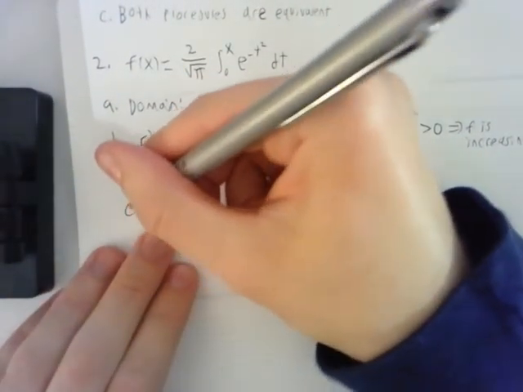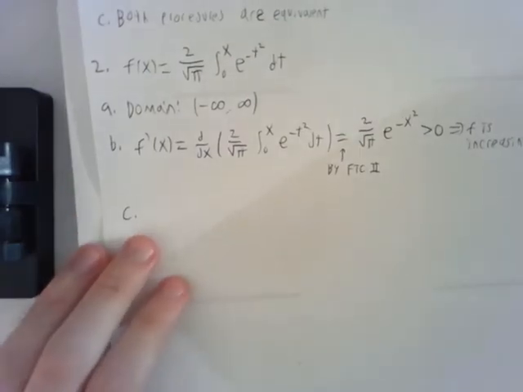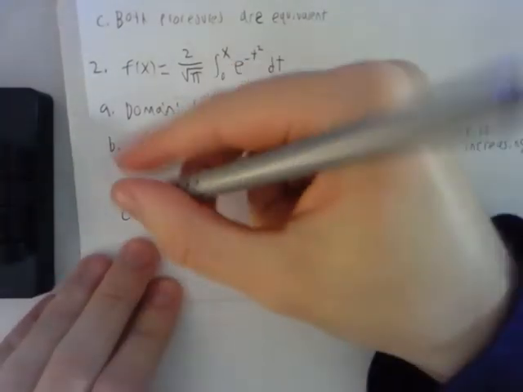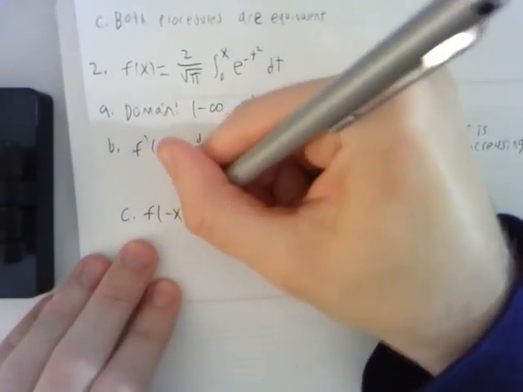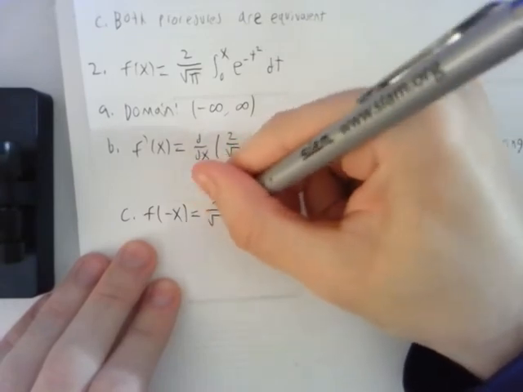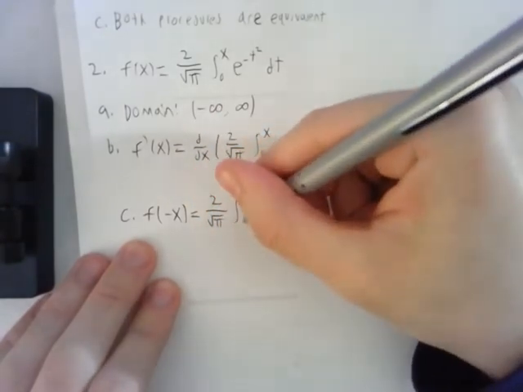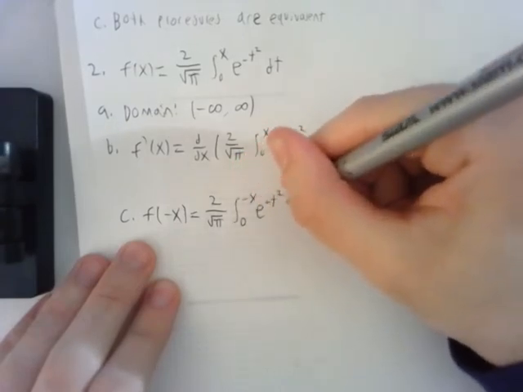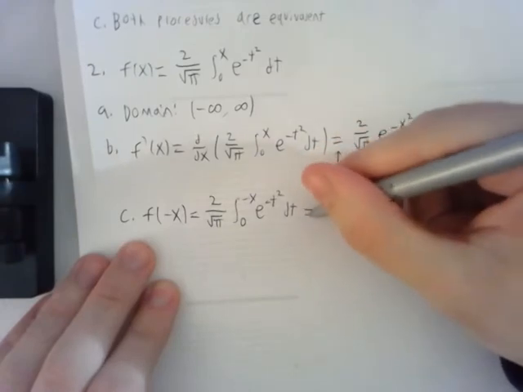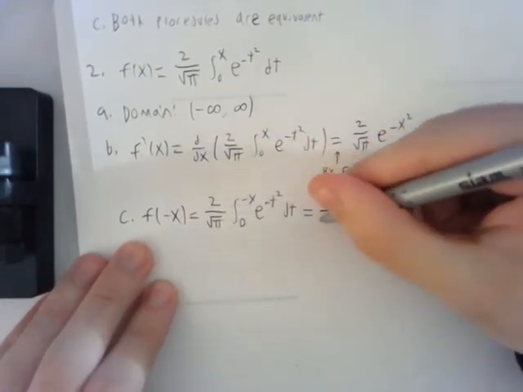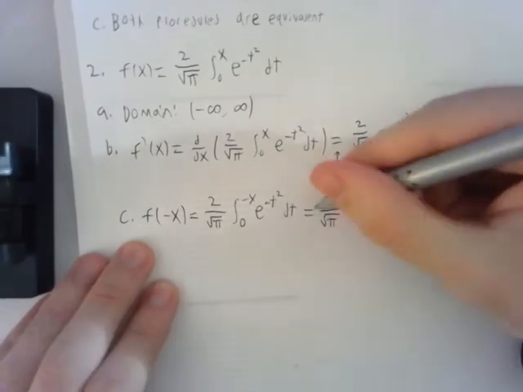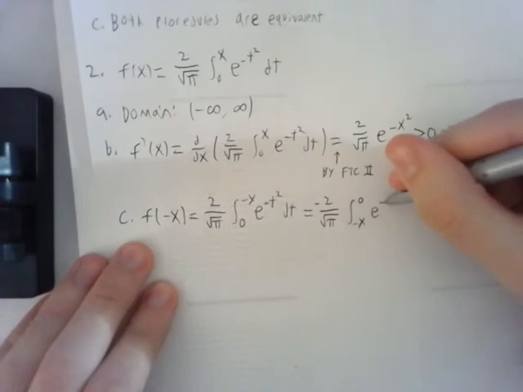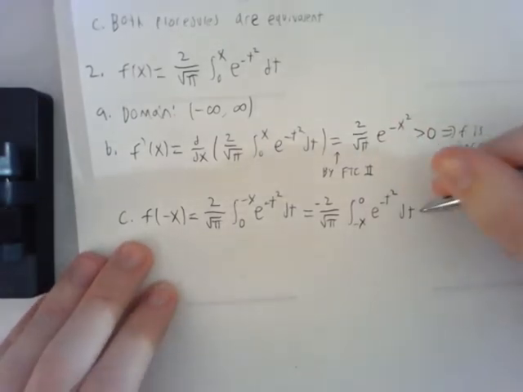And if the derivative is positive, this means f is increasing. Okay, so then part C asks us to show that f of x is an odd function. Well, let's take a look at f of negative x. This is equal to 2 over square root pi integral from 0 up to negative x e to the negative t squared dt, which if we flip the bounds is the same as negative integral from negative x to 0 e to the negative t squared dt.